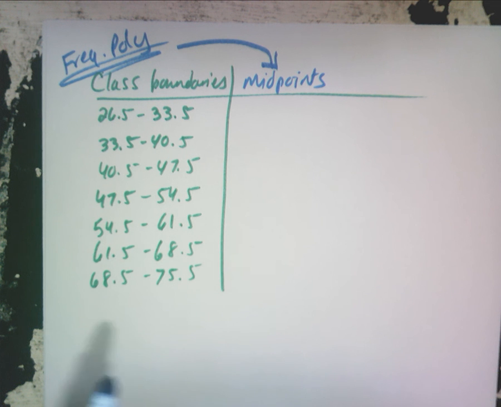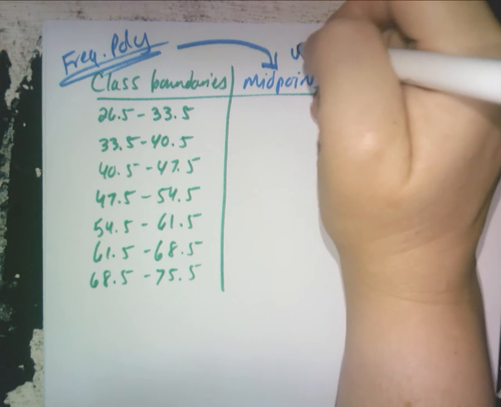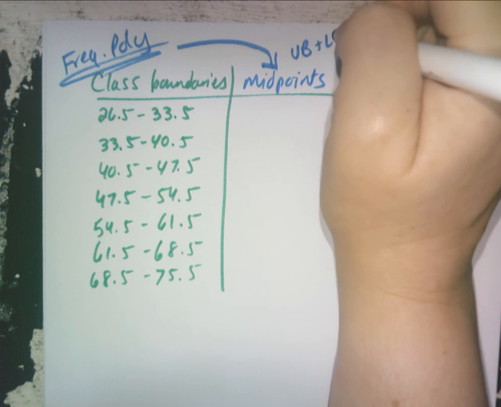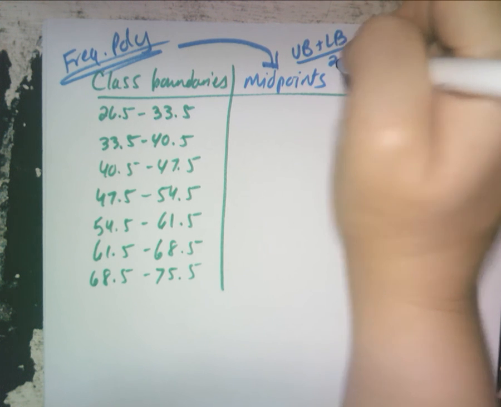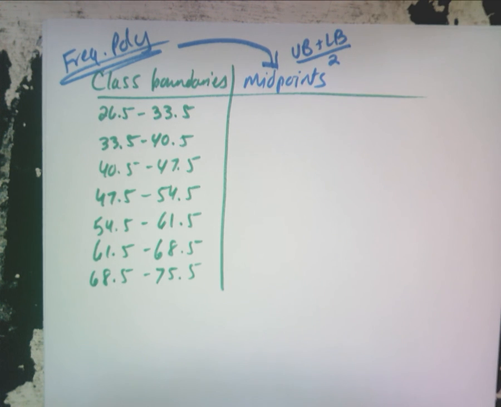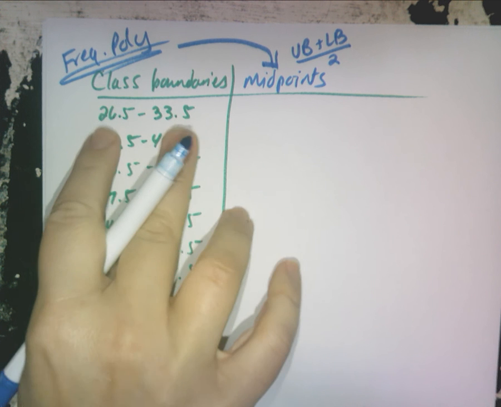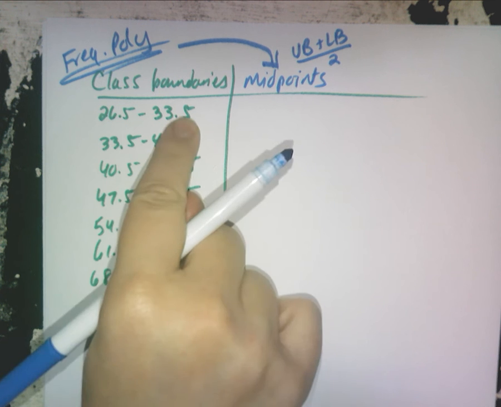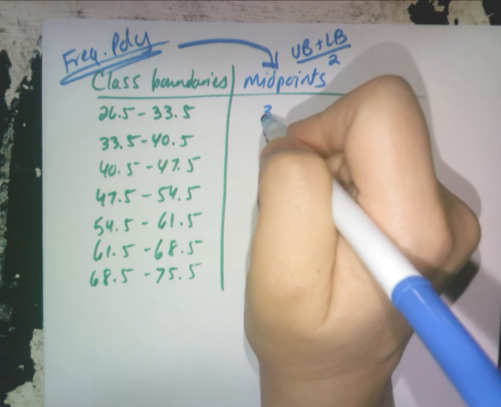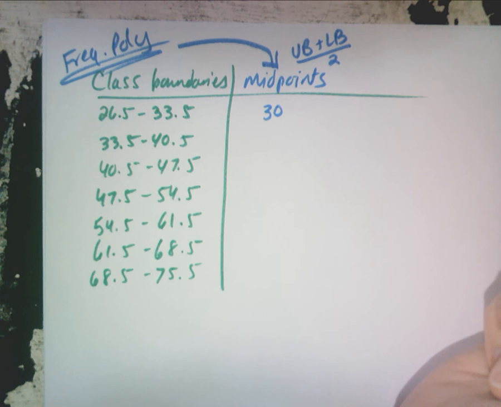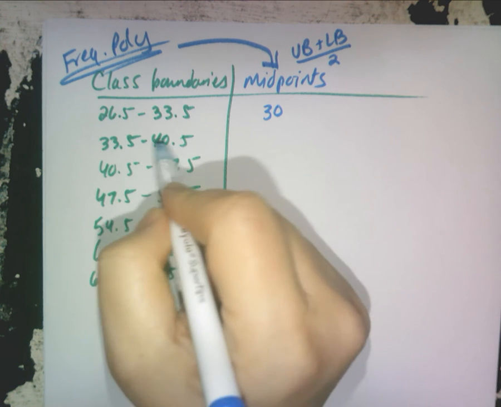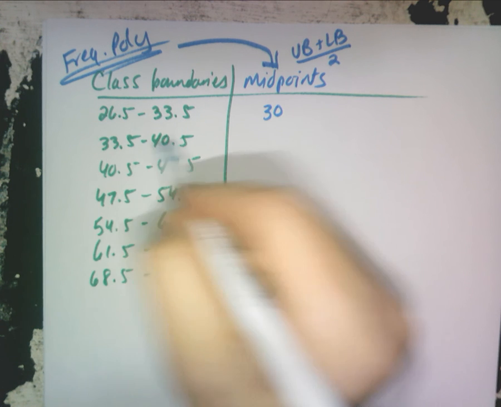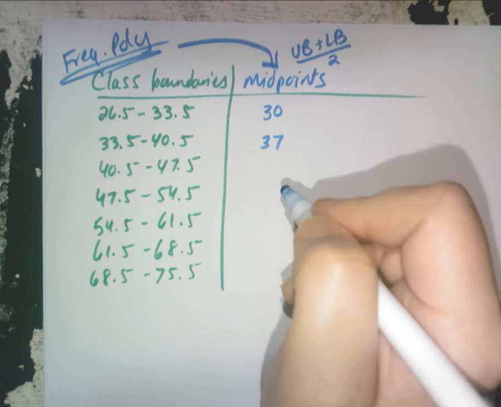Okay? So you need to find the middle. You would take your upper boundary plus your lower boundary point and divide it by 2. So if you take these two numbers in your boundary, your upper boundary, add it to your lower boundary, divide it by 2, you're going to get a midpoint of 30. Here, add upper, lower, divide by 2, you're going to get 37.